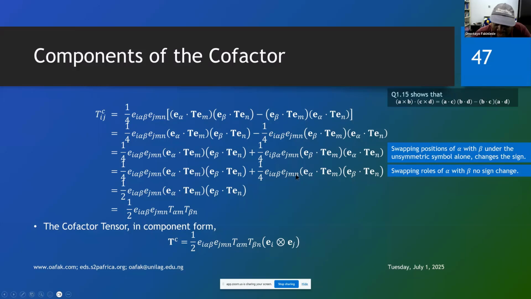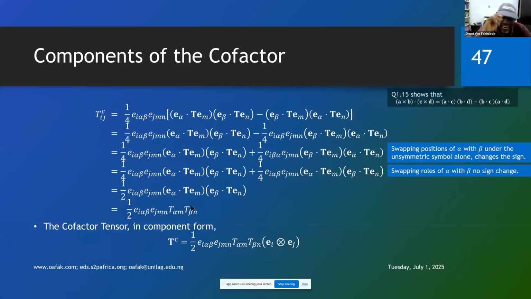If you look at this and this, you will now see that these two are exactly the same. So instead of 1/4, now it is half. And if you now look at it, you will see that this is the alpha n component of T, and this is the beta n component of T. So these are the components of the cofactor in terms of the original tensor. It may look complex, it's not.